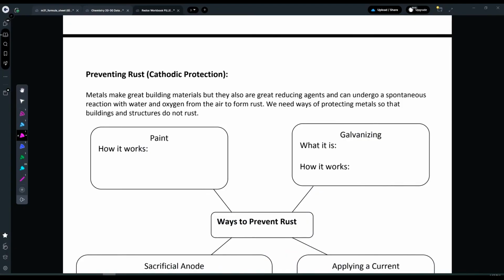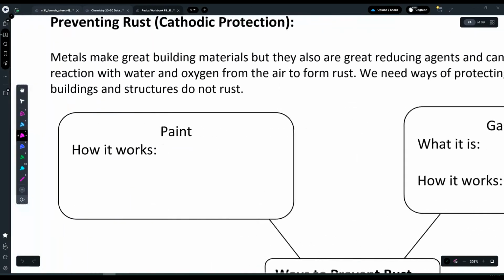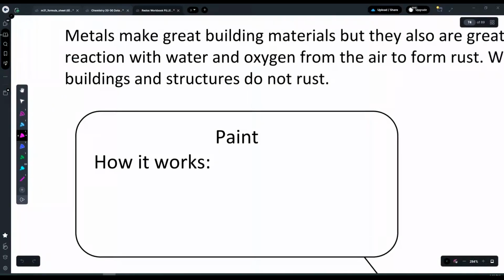Okay. So they make really good reducing agents, and they can undergo a spontaneous reaction with water and oxygen from the air to form rust. So we need ways to protect metals so that buildings and structures don't rust. So the first way that we can protect metals that we're making buildings out of is by using paint.